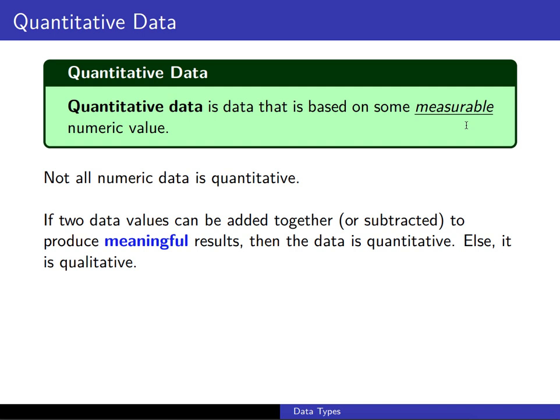Otherwise, it's qualitative. So earlier we said zip codes are qualitative because if you take two zip codes and add them together, you don't get anything meaningful. Likewise, if you subtract two zip codes, you also don't get anything meaningful. So just because it involves numbers doesn't automatically make it quantitative. But if you look at things like miles per gallon in various cars, then that would be quantitative because if we subtracted them, for instance, we could find which one has a better mileage.